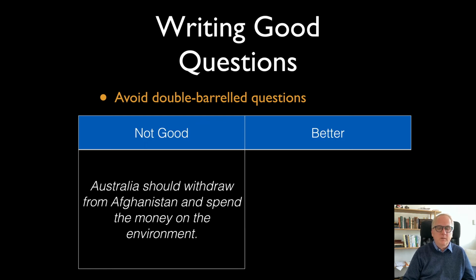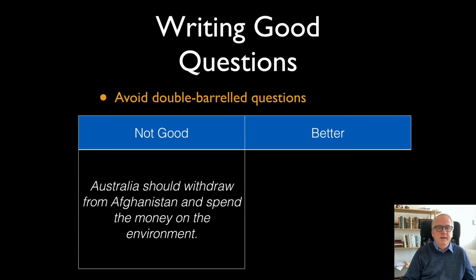Why am I saying that's a double-barreled question? Well, you'll notice that it's actually got two things it's asking about. It's asking people what their opinions are about withdrawing from Afghanistan, and it's also asking them what they should do with the money that comes from withdrawing from Afghanistan. What should they do with it? Should they spend it on the environment? Now, it could be that somebody thinks that we should withdraw from Afghanistan, but they think that the money should be used on education. Okay, so how are they supposed to answer that question? If you disagree with it, it could be that you disagree because you think we shouldn't withdraw from Afghanistan, but it also could just be because you disagree with how the money should be spent.